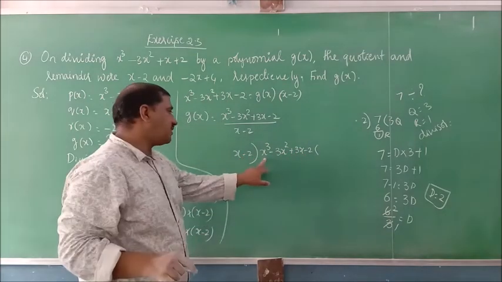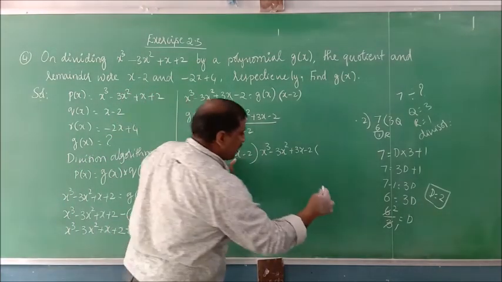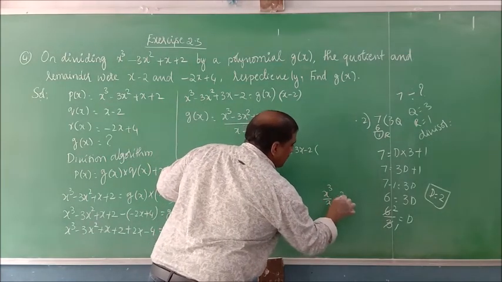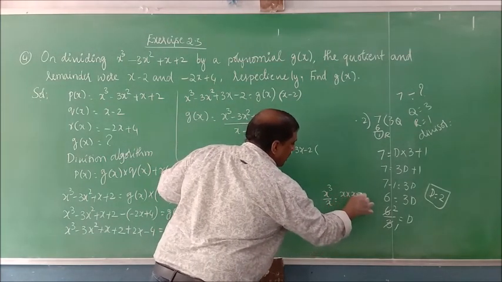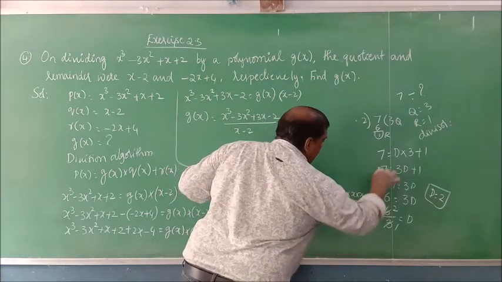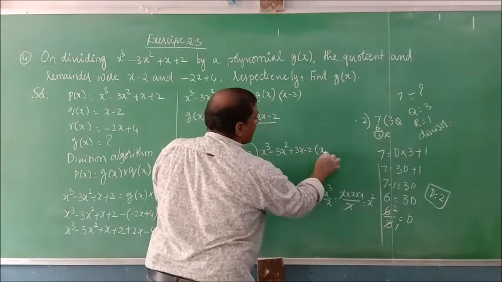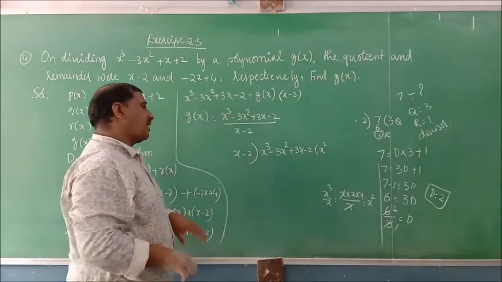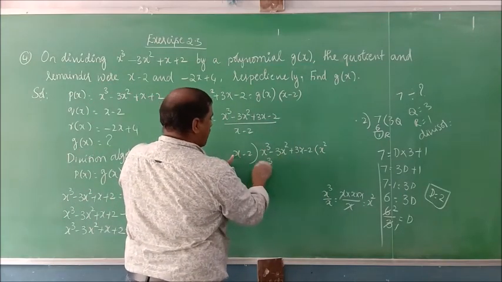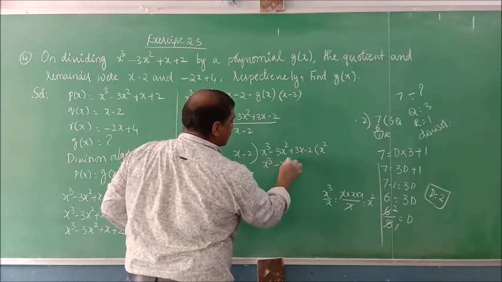So what is the first term here? In the dividend it is x cube, and in the divisor it is x. When we divide x cube by x, x cube means x into x square, divided by x. X and x are cancelled, we get x square. So write x square in the quotient place. Then multiply: 1 into 1 is 1. X into x square is x cube. Minus into plus is minus. 2 into x square is 2x square.